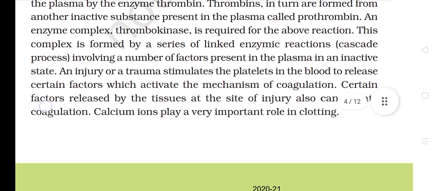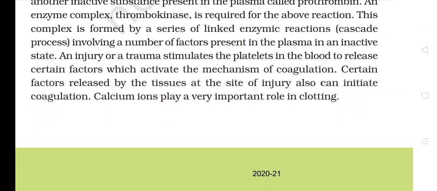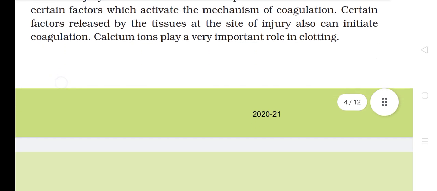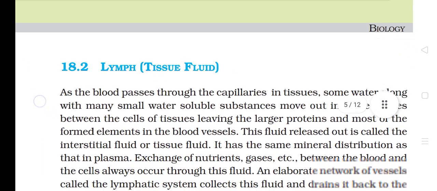This complex is formed by a series of linked enzymic reactions, a cascade process, involving a number of factors present in the plasma in an inactive state. An injury or a trauma stimulates the platelets in the blood to release certain factors which activate the mechanism of coagulation. Certain factors released by the tissues at the site of injury also can initiate coagulation. Calcium ions play a very important role in clotting.